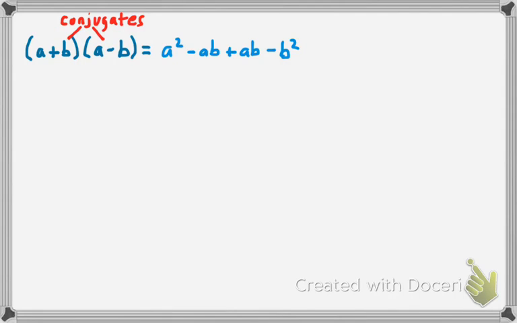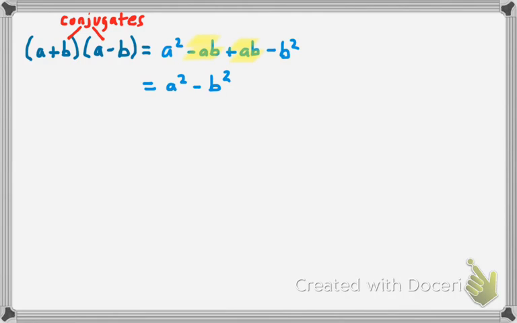Now, when you multiply conjugates, I hope you're paying attention to what happens with those middle terms in the product. Notice I've got a minus ab and I've got a plus ab. Those are opposites of one another, so when I add them together, they're going to cancel one another out, and so I'm not going to have a middle term like I do most of the time when I multiply binomials with one another. I'm just going to get the product a squared minus b squared.